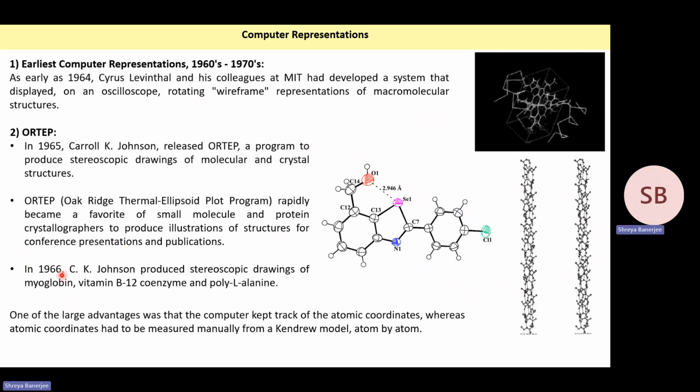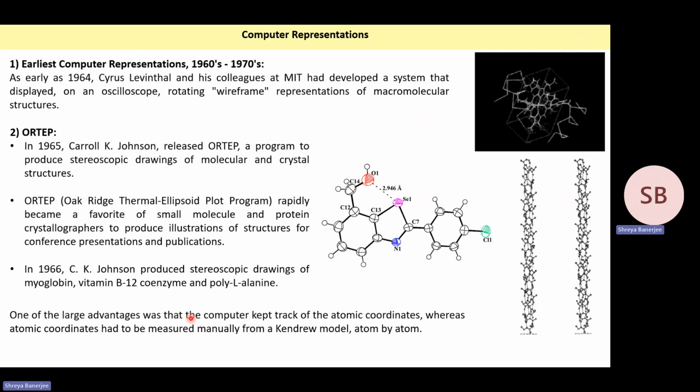In 1966, Carol Johnson, who had first released ORTEP, produced stereoscopic drawings of myoglobin, vitamin B12 coenzyme, and polyalanine. So he showed the applicability of ORTEP in a protein, in an enzyme, and a polypeptide.